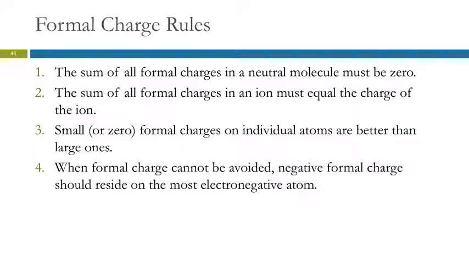The rules here: the sum of the formal charges add up to the total charge on the molecular ion. So if it's a -1 ion, all the formal charges will add up to -1 if you're doing it correctly. Small or zero formal charges are better. And if you have to have formal charges, which is always with an ion and sometimes with molecules, you want to put the negative formal charge on the more electronegative atom because it's an electron hog. So give it what it wants. Give it the negative.